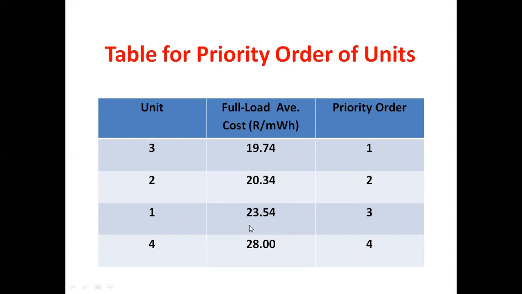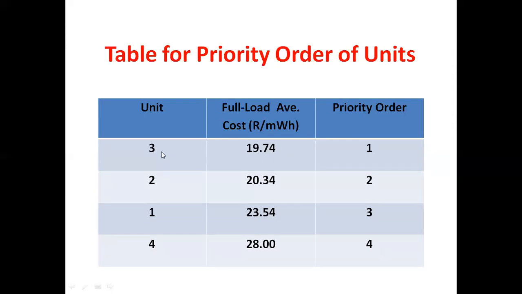For unit 1, the average fuel cost is 23.54, so it will get the third priority. And for unit 4, the average full load fuel cost is 28.00, so it will get the fourth priority. So depending upon the average full load fuel cost, the priority of each unit is given, and this comes from the data that is given in our example.